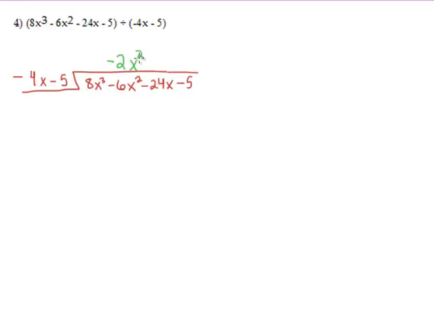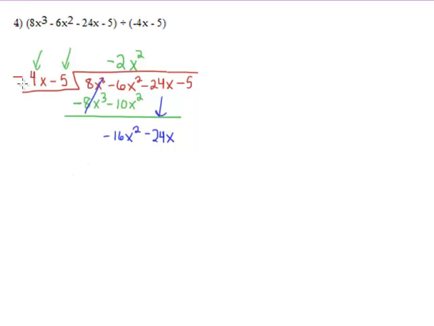So then we take negative 2x squared and we multiply both of these by negative 2x squared. And after we multiply, we have to change the sign. So negative 4x times negative 2x squared gives us positive 8x cubed. But then we change the sign so it's subtract. Negative 5 times negative 2x squared is positive 10x squared, but we change it to a minus. So this is negative 16x squared minus 24x.